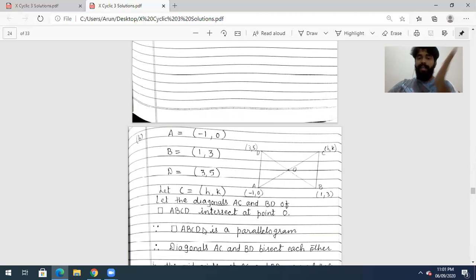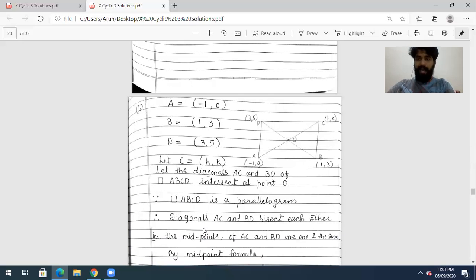So we'll make the two diagonals AC and BD. Let the diagonals intersect at point O. And since ABCD is a parallelogram, the diagonals AC and BD will bisect each other. That means O will be the midpoint of BD as well as AC.